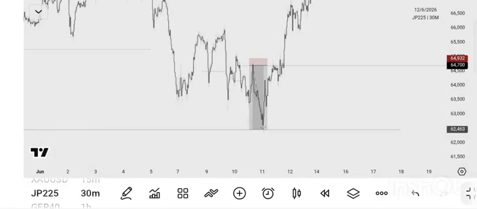Alright, so let's look for another pair. Let's check GBP for an example.